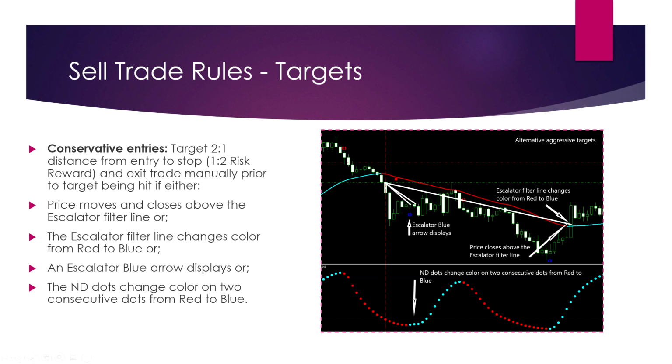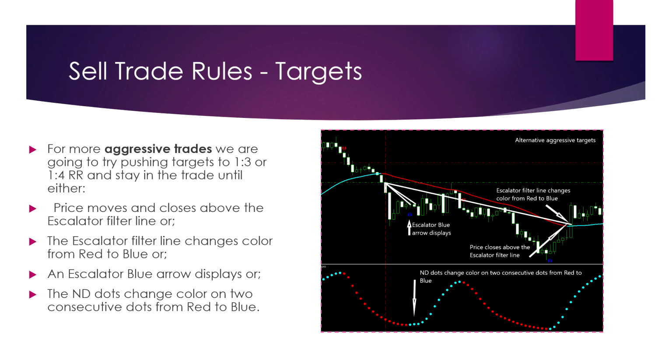So for the sell, we want to close the trade early if either, let's say, the blue arrow appears, or we close a candle above our filter line, or the filter line changes color from red to blue, or if we get 2 consecutive blue dots on our ND dot indicator.